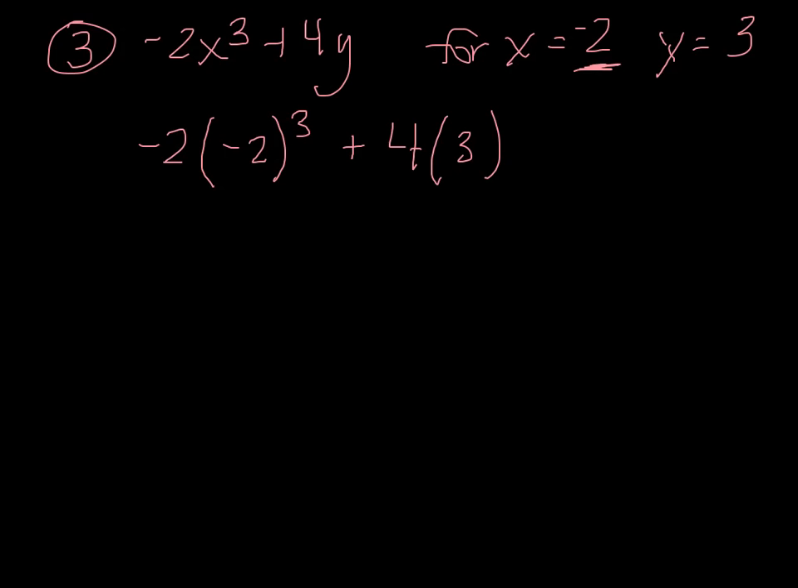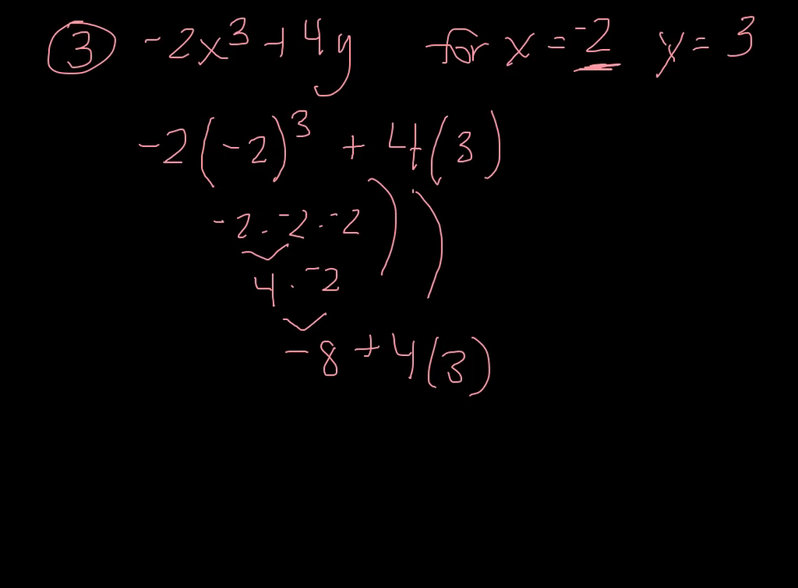All right, so first I'm looking at my parentheses. I see there aren't any operations inside of my parentheses, so I can skip my P. Then I'll go on to exponents. I do have one exponent in this equation. That's negative 2 to the third power. So I'm going to do negative 2 times negative 2 times negative 2. Negative 2 times negative 2 is a positive 4 times negative 2 is negative 8. Then I need to bring everything down. Plus 4 times 3. And my negative 8 has to be multiplied by a negative 2.